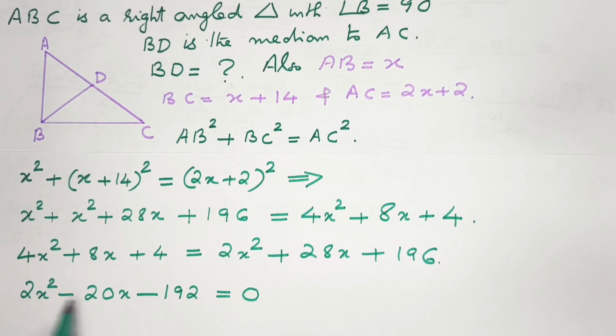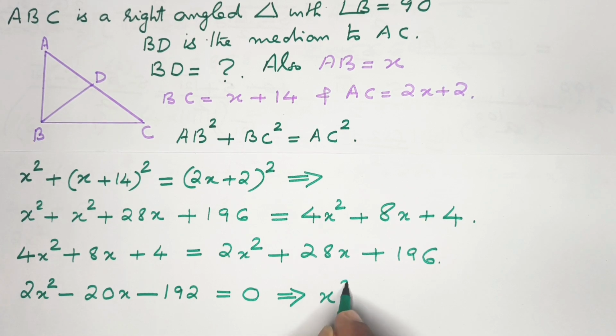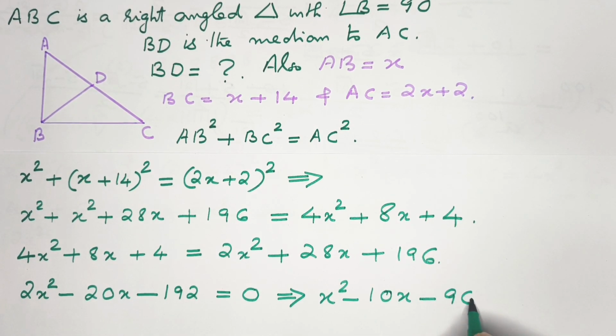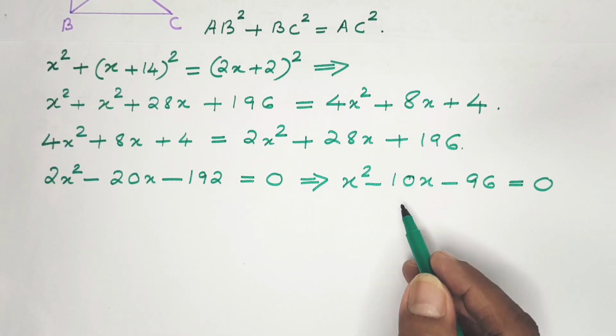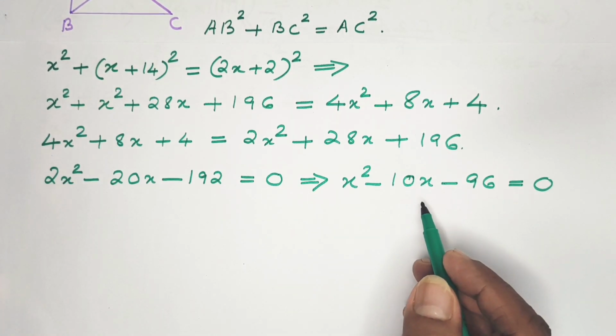You can see 2 being common. Let me divide throughout by 2. You will have x squared minus 10x minus 96 equals 0. So we got a quadratic equation in x. We will solve it using the factorization method.